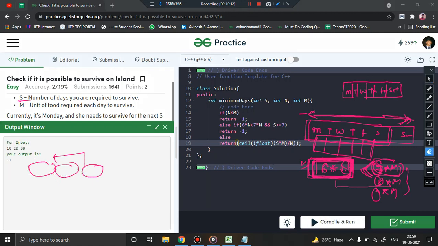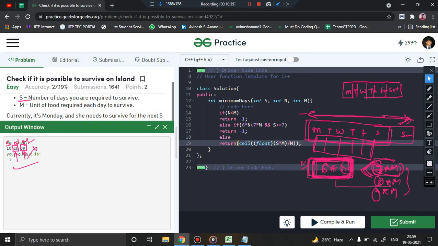So yes, you can see 10, 20, 30, it is not enough to survive, right? Because there is a condition. This is S, this is N, this is M, and the maximum food you can purchase in one day is 20 units. The minimum food you require in one day is 30 units. So you can buy only 20 units, but in one day you require 30 units. Definitely you are going to die. -1, right?